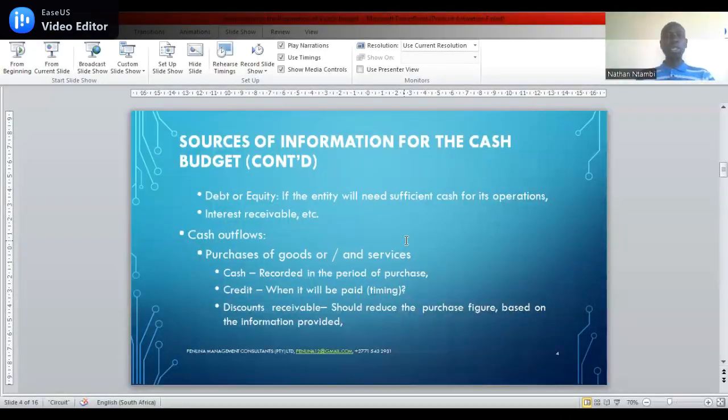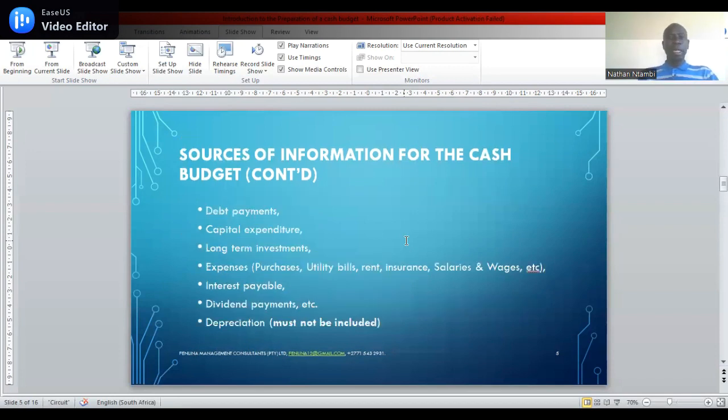Discounts receivable should reduce the purchase figure based on the information provided. Other sources of information for the cash budget will include debt payments, capital expenditure, long-term investments, other expenses like purchases, utility bills, rent, insurance, salaries, wages, and so on. Interest payable, dividend payments, and so on.